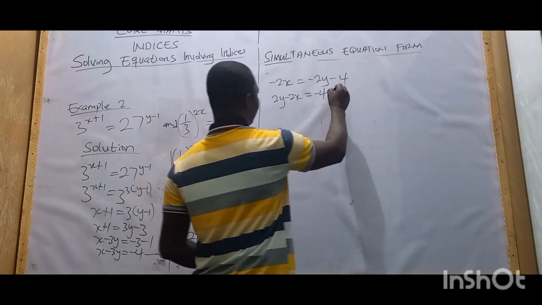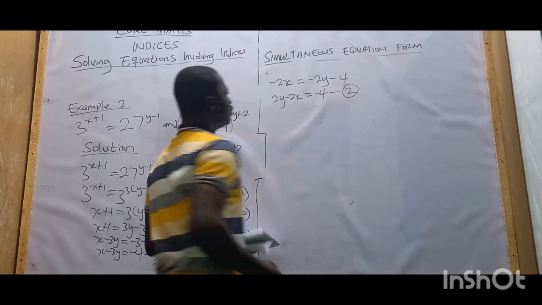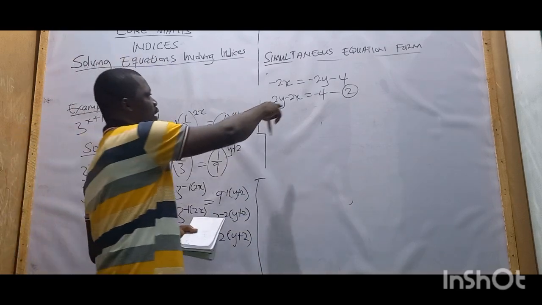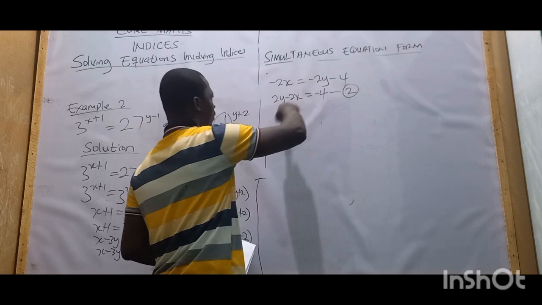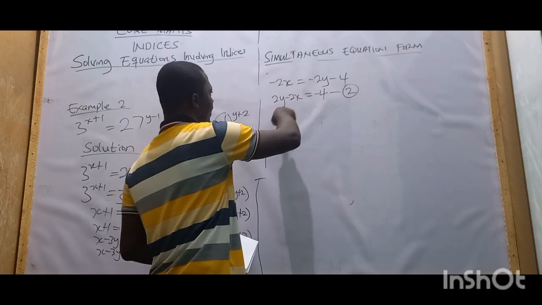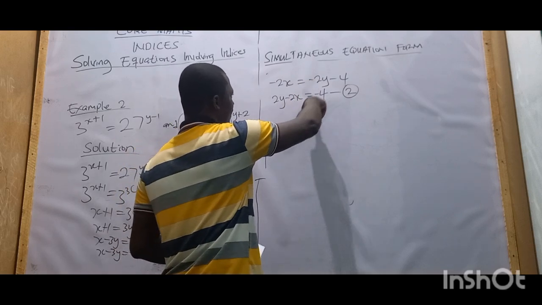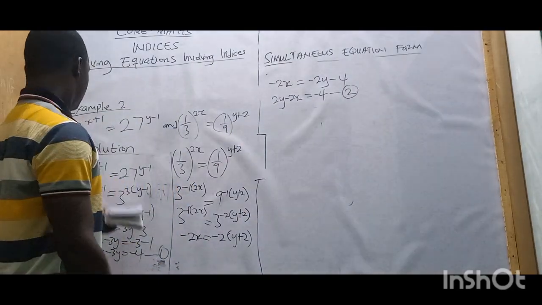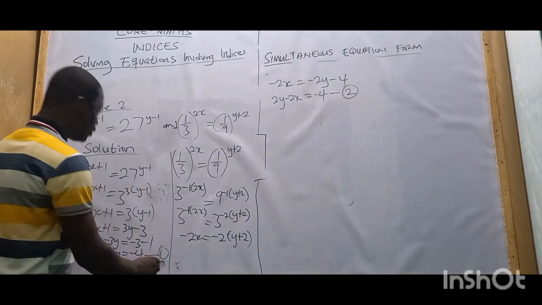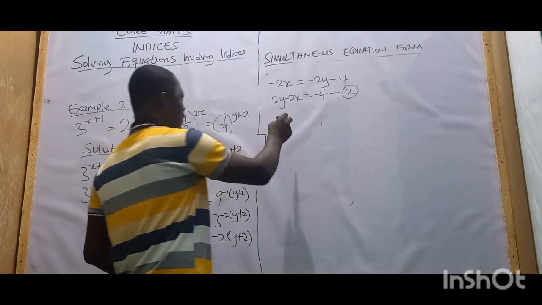So this one becomes my equation what? 2. After simplifying it, we move this one to the other side, which will become negative. So to become what? Positive 2y minus 2x equal to what? Negative 4. So this one becomes my equation 2, and this is my equation 1. So let me write my equation 1.